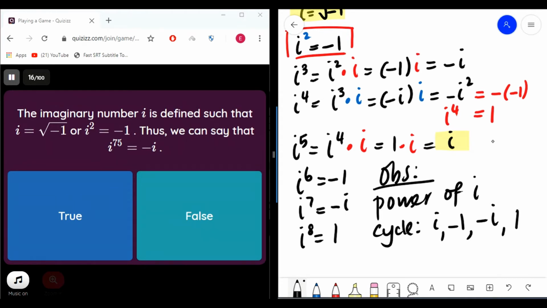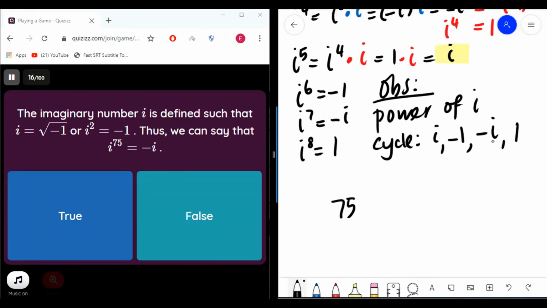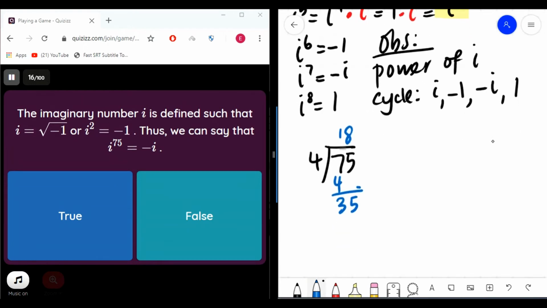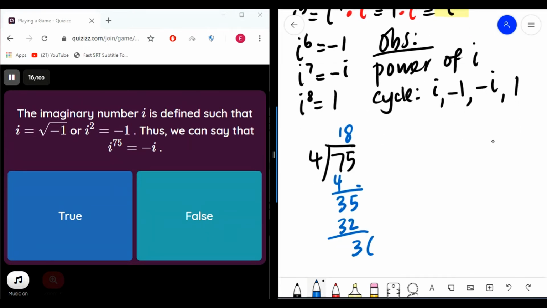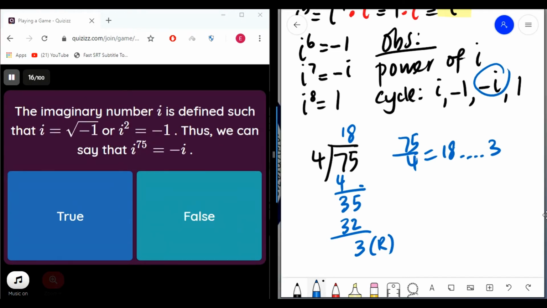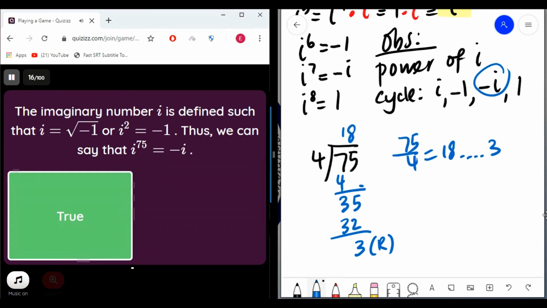I to the 75. We just have to divide 75 by 4. Okay? I will do it for you. 75 divided by 4, then we get the remainder. 4 times 1 is 4. We have 35. We need 8 to get 32. The remainder is 3. So 75 divided by 4 is 18, then remainder 3. So we just have to take the third number in the cycle, which is negative I. Therefore, the statement is true.